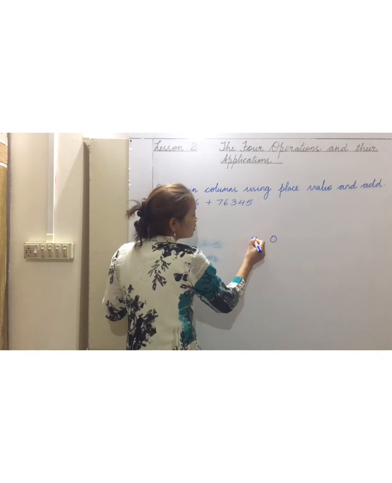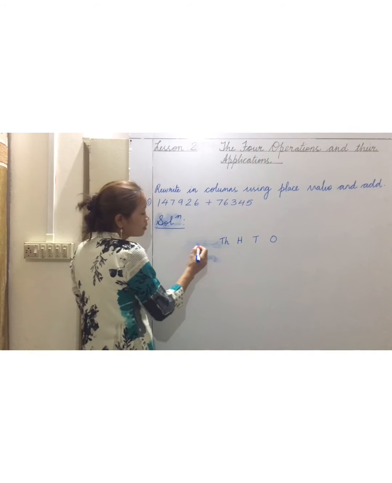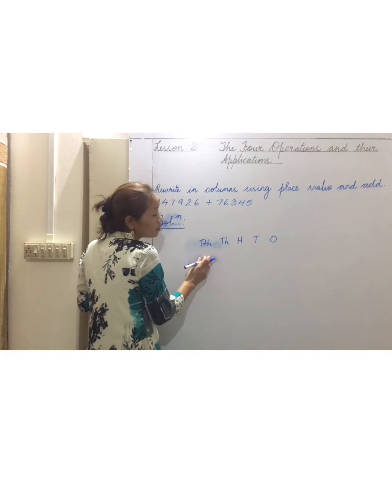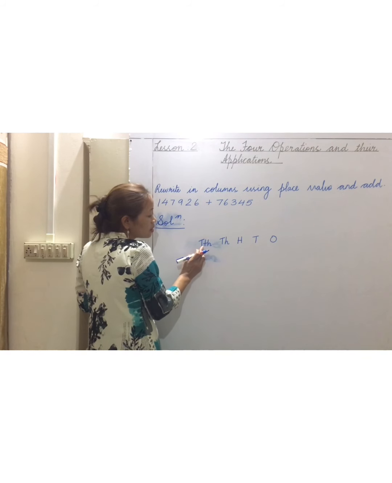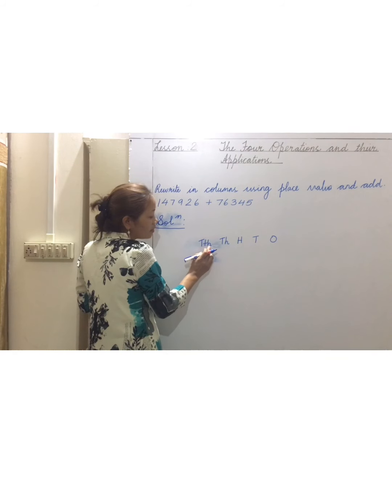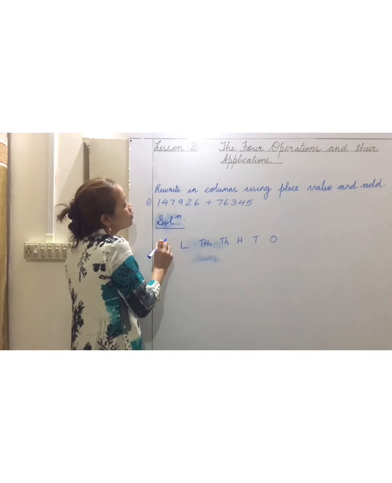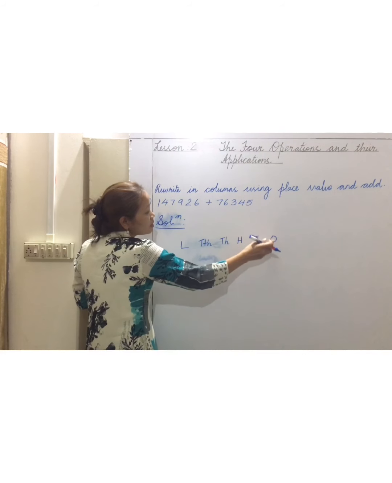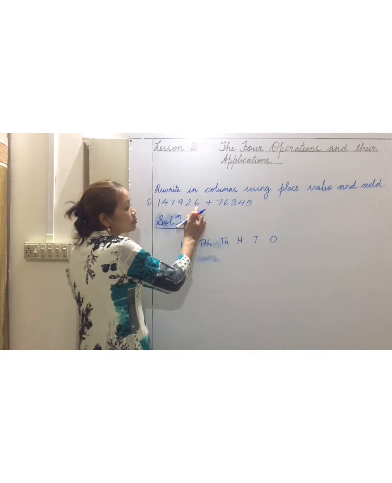Ones, tens, hundreds, thousands, ten thousands. These are the short forms: ones, tens, hundreds, for thousands we write TH, and for ten thousands, big T and small H. So we have ones, tens, hundreds, thousands, ten thousands, from right to left. We have 5 digits here, that means when we write up to ten thousands, it is enough, right? So we will write in their place value starting from the extreme right.